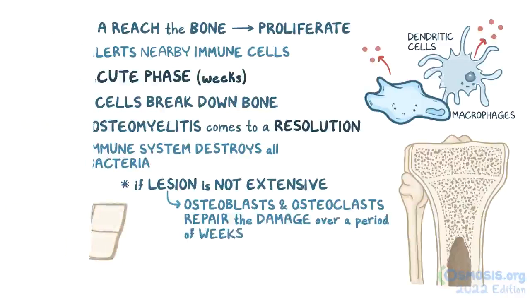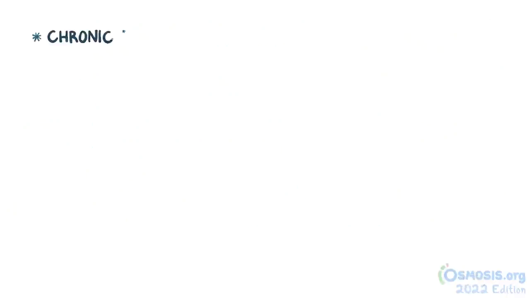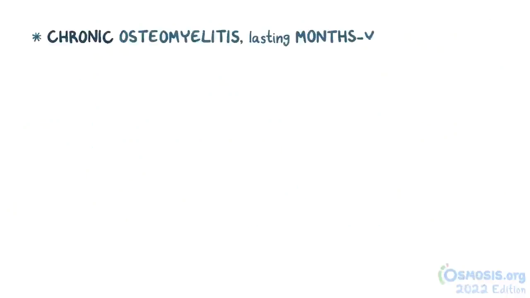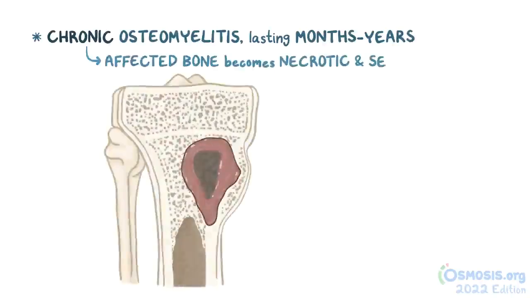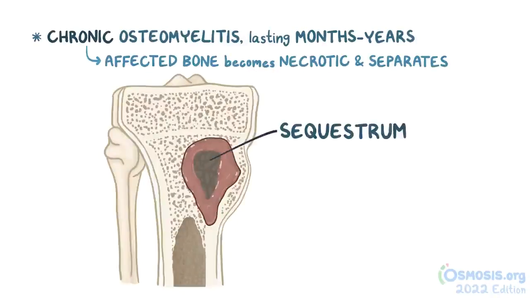However, in some cases, the process turns into chronic osteomyelitis, lasting months to years. In that situation, the affected bone sometimes becomes necrotic and separates from the healthy part of the bone, and that's called a sequestrum. At the same time, the osteoblasts that originate from the periosteum may form new bone that wraps the sequestrum in place. This is called an involucrum.